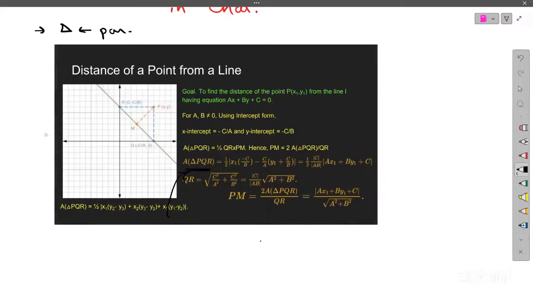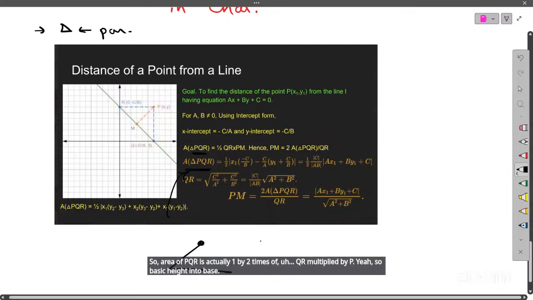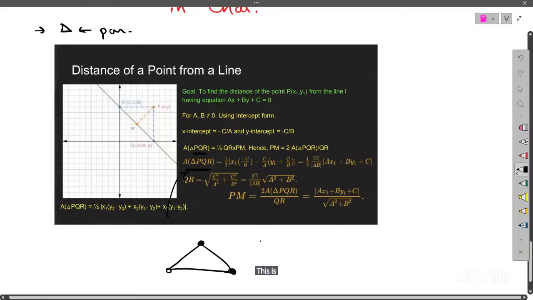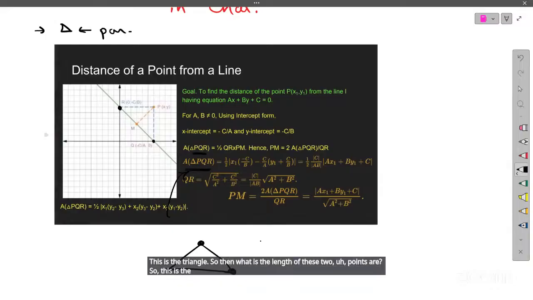So area of PQR is actually 1 by 2 times QR multiplied by PM. So basically, height into base. This is the triangle. Then what are the lengths of these two points? This will be the x-intercept of the line.